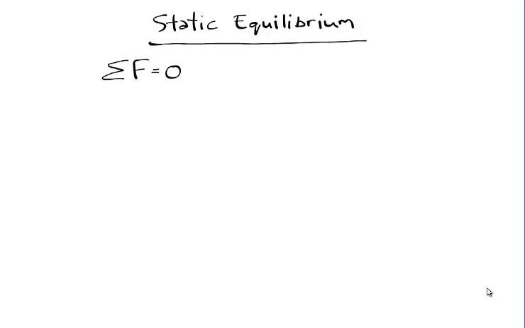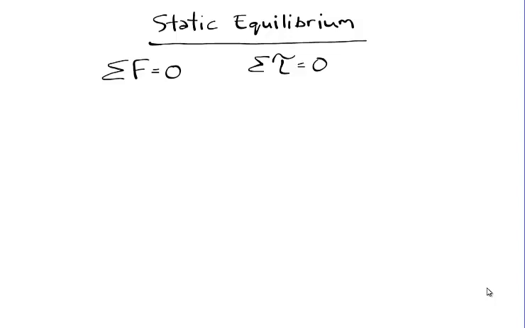And we're going to also say that if the net torque acting on an object is 0, that object will not accelerate in a rotational way. If you combine these two together, you have the truest state of equilibrium in which an object is neither accelerating linearly or rotationally. And that's what we call static equilibrium.